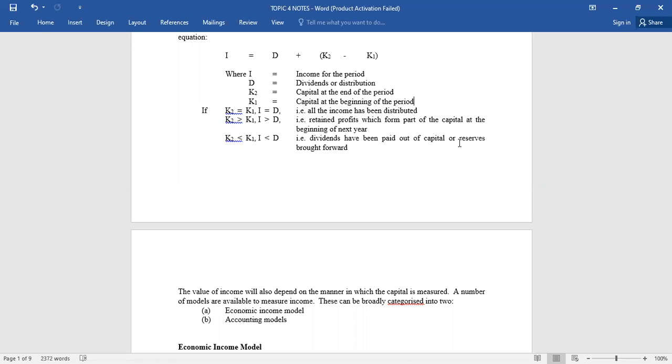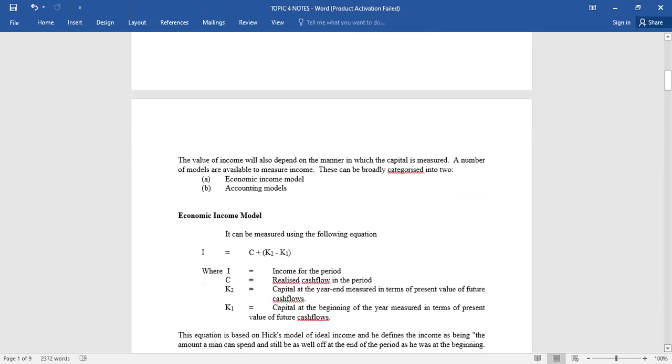That's why I'm winding up by saying here, the value of income depends on the manner in which the capital is measured. So if we maintain our original capital and it becomes our base, then we really need to have various models that will help us measure or trace our income. And we have two broad categories: the economic income model, and the accounting models. They are several, but we are going to cover what is important.